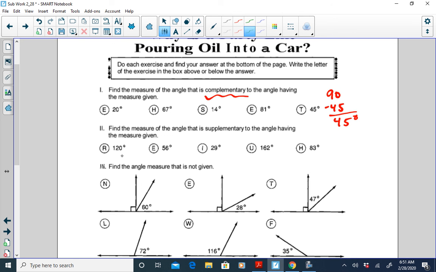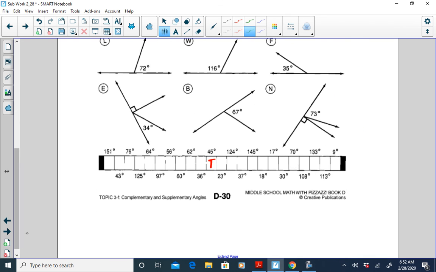All right, the next section: supplementary angles are two angles that have a sum of 180. So for letters R, E, I, U, H, we're going to subtract from 180. So if I want to know letter H, I'm going to subtract 83 from 180. That's going to give me, let's see, 10, that's 7, 17, right, 97 degrees. So for letter H, 97 degrees, I come down here, I look for 97 degrees. 97 degrees is here, and I'm going to write letter H.